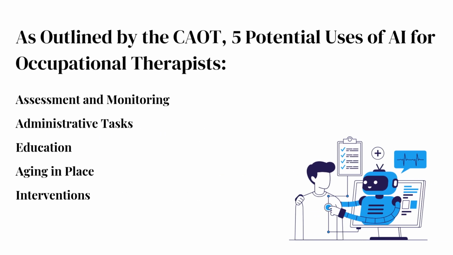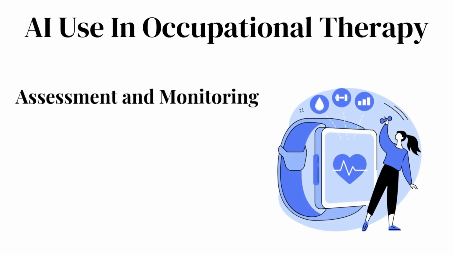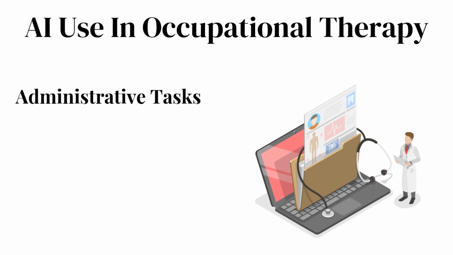For occupational therapy, the Canadian Association of Occupational Therapists identifies 5 key AI applications: assessment and monitoring, administrative tasks, education, aging in place, and interventions. For assessment and monitoring, AI-powered wearable sensors or computer vision tools can assist in gait and cognitive screening. AI can also help reduce admin work by summarizing clinical notes and automating appointment scheduling.